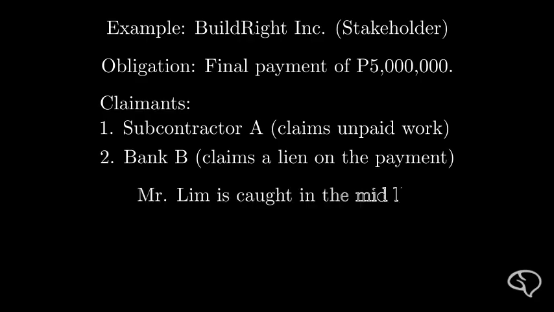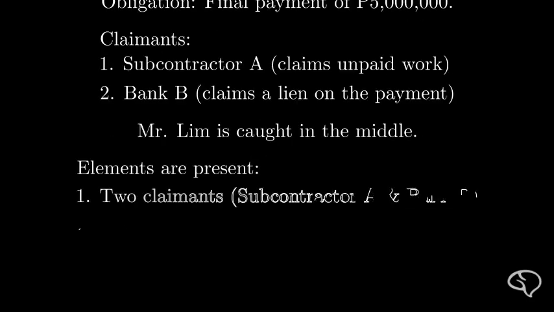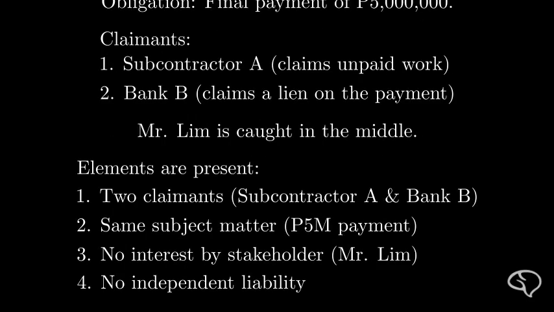Mr. Lim is in a difficult position. Mr. Lim is the stakeholder here. He has an obligation to pay 5 million pesos, but he doesn't know who to pay. If he pays one, the other could sue him. The four elements are present. Mr. Lim can file an interpleader action. He would name subcontractor A and Bank B as defendants, state his obligation to pay 5 million pesos, and explain the basis of each of their claims.